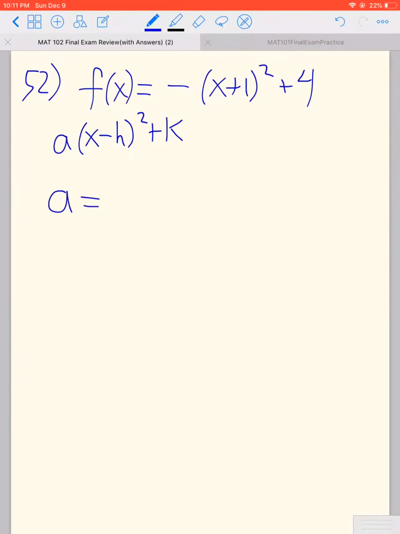This quadratic function is presented in vertex form, so we can look at it and see that the value for a, which is the number outside this parenthesis, is -1, which is less than 0, and that tells us that it's going to open down. So whenever a is less than 0, the parabola opens down.